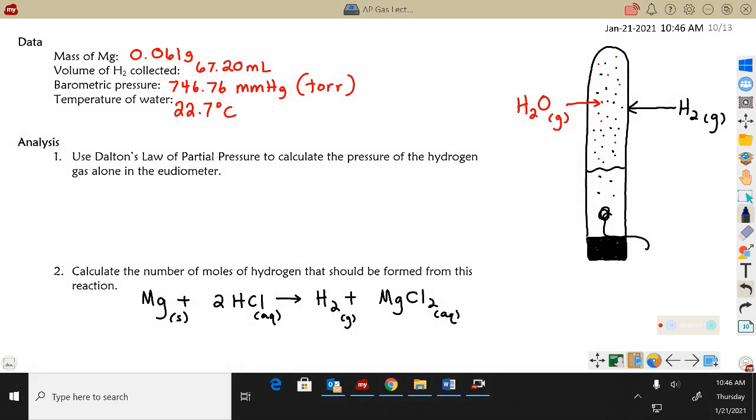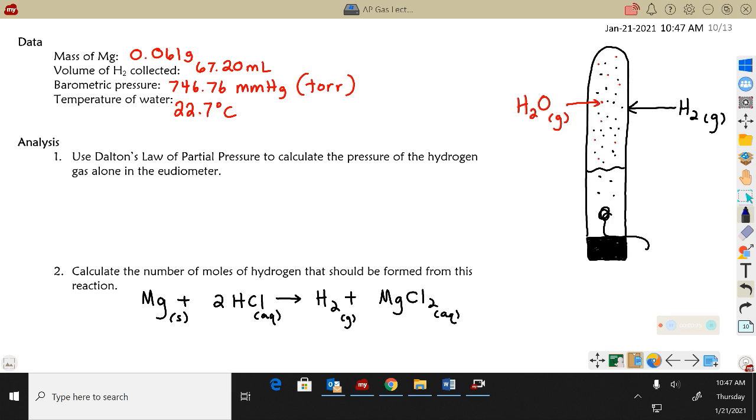Here's the analysis of the data from the molar volume of a gas lab. We've got all the data. We had the mass of magnesium, the volume of hydrogen collected in that big eudiometer tube. The barometric pressure was really just like the atmospheric pressure in the lab room, and that's something we just look up on the National Weather Service website.